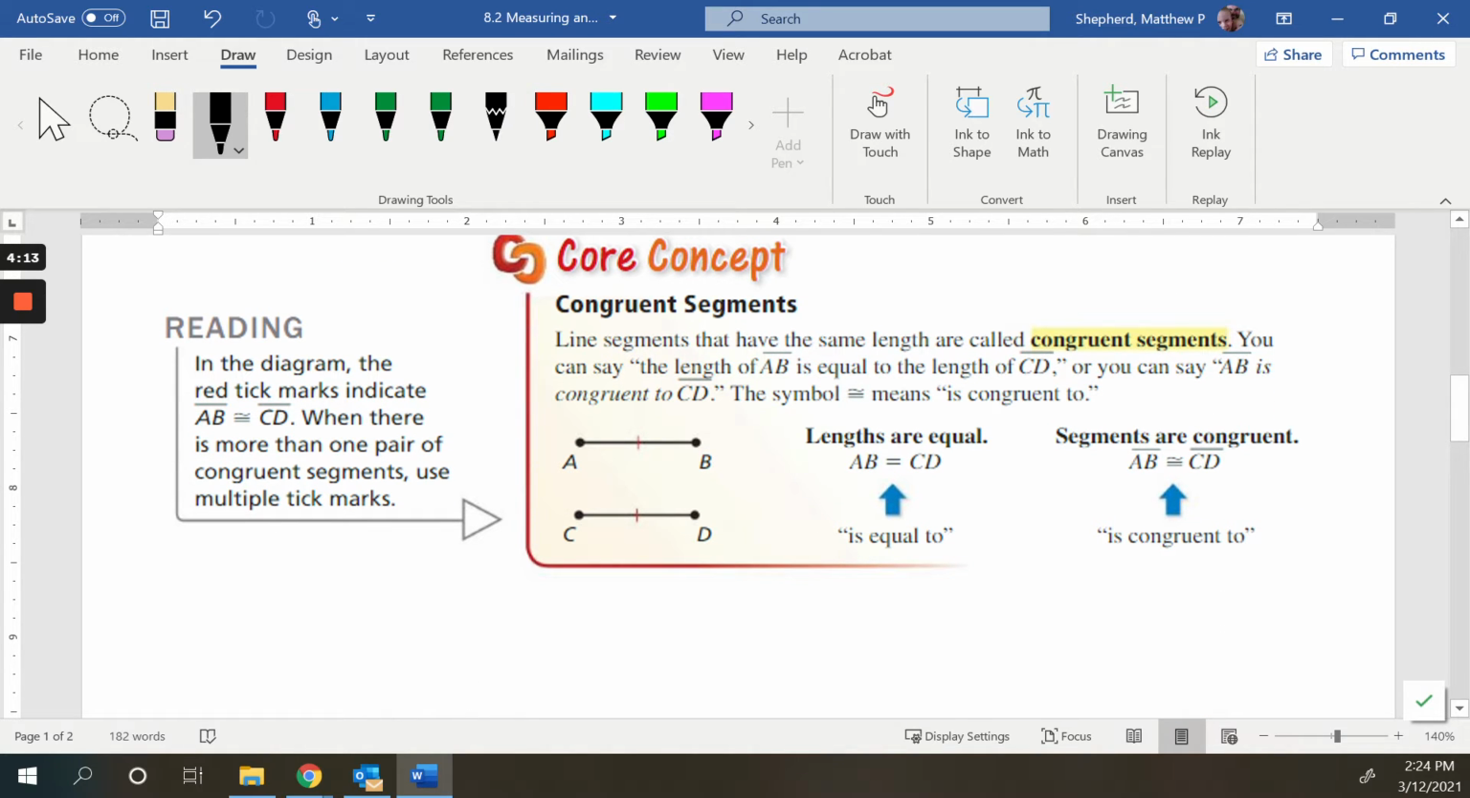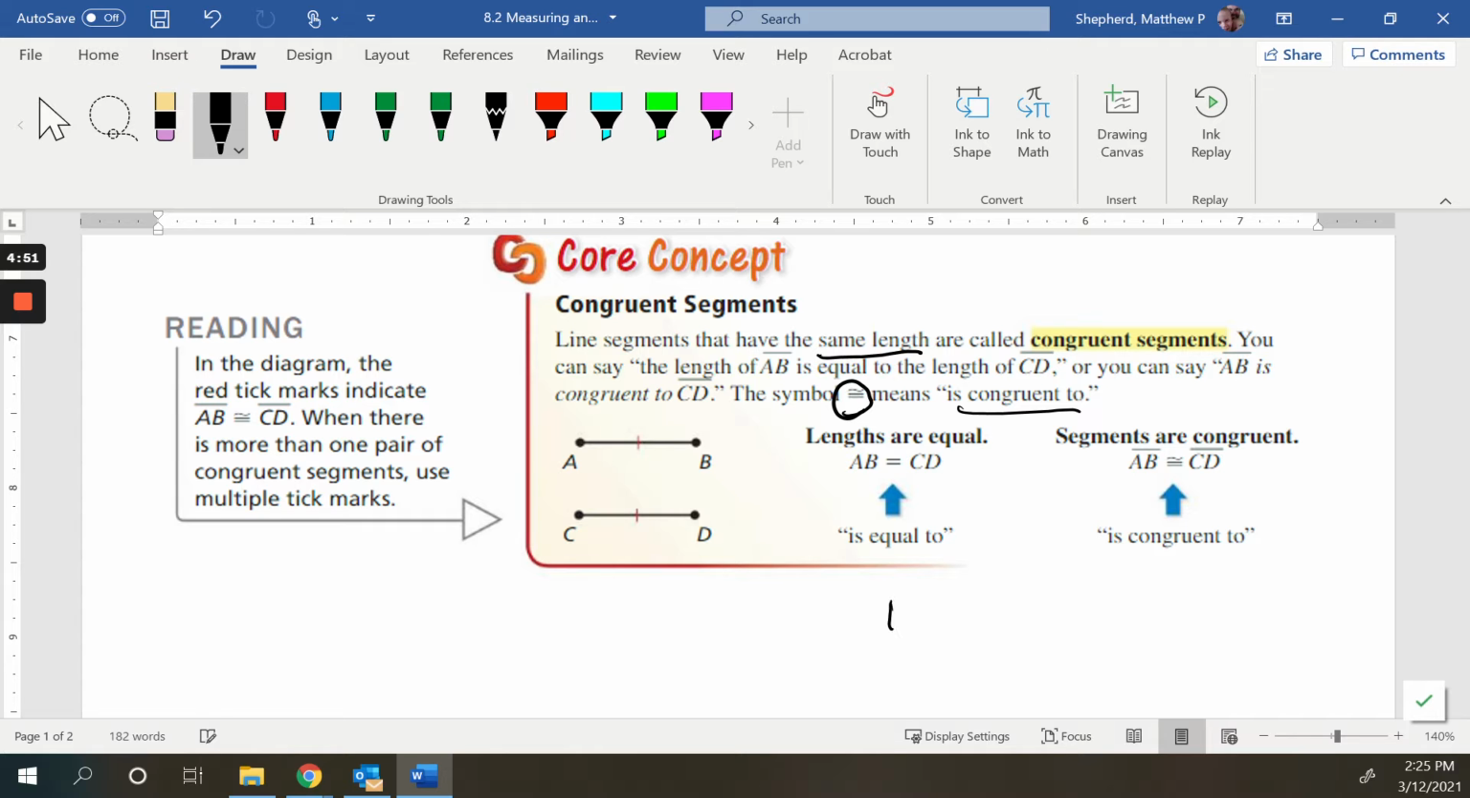All right, now let's talk about congruent segments. 2 segments are congruent if they have the same length. You can say that the length of AB is equal to the length of CD. Notice we're talking about the lengths there when we use the word equals. Or you can say that AB is congruent to CD. Now, actually I should say, because there's that line above there, that the line AB is congruent to the line CD. This symbol that looks like an equals with a squiggle above it means congruent to.